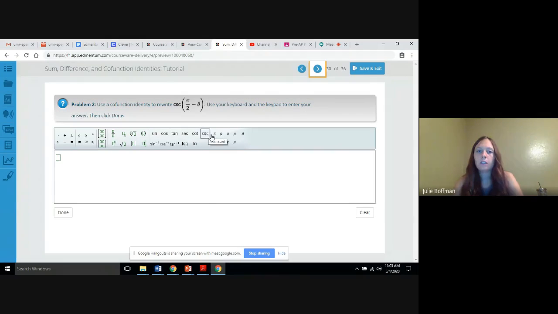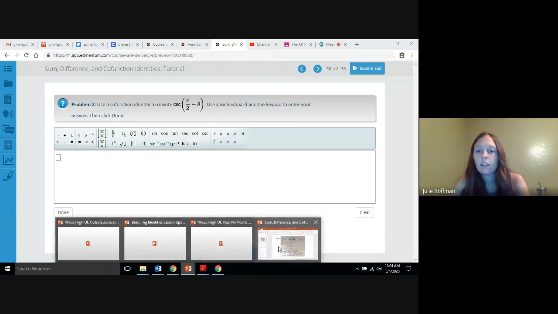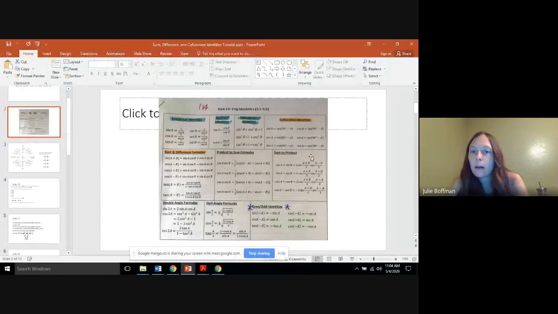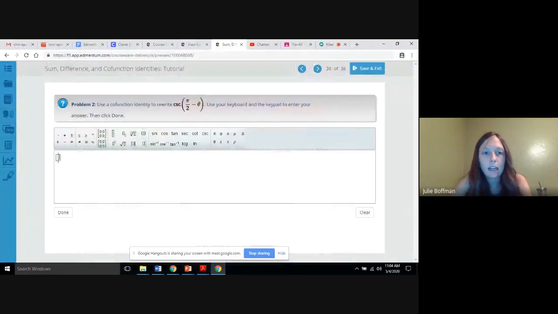So you can try this one. Just make sure you match the letter. Whatever letter they put here, you need to use. So whether it's an A, an X, a Y, a theta. So cosecant pi over 2 minus theta. Well, I'm going to look for that on my chart. Cosecant, I know pi over 2 is just 90. So cosecant 90 minus theta, or A, is equivalent to secant. So I'm going to type secant of theta.